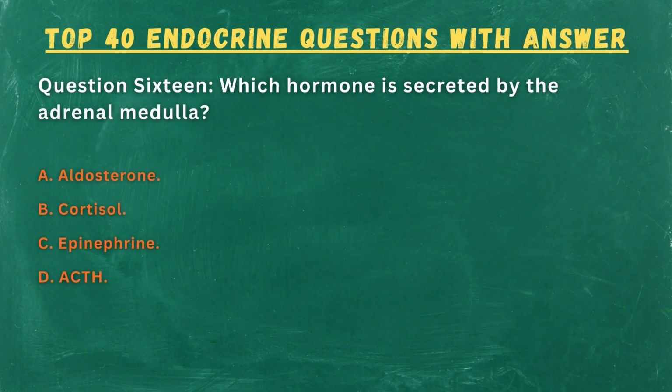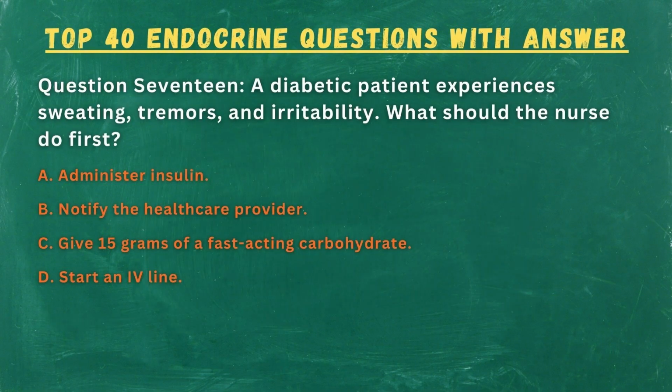Question 16. Which hormone is secreted by the adrenal medulla? A. Aldosterone. B. Cortisol. C. Epinephrine. D. ACTH. Answer: C. Epinephrine.